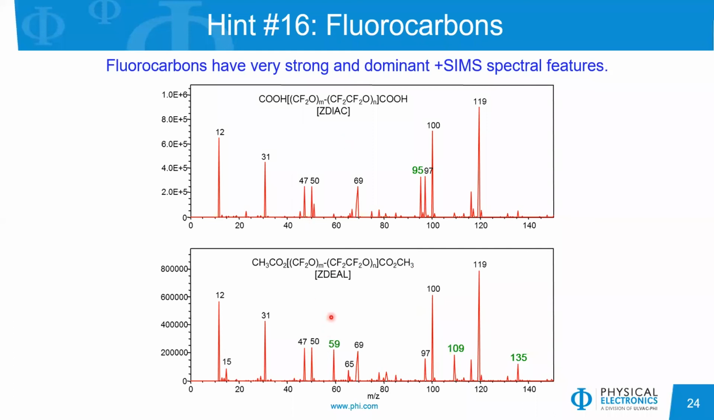Now these spectra are from two different structures of fluorocarbons, and we can see that the fragmentation pattern is different for those two fluorocarbon species. And so it takes a little bit of work to differentiate which molecule you're looking at. In this case, we're looking at two slightly different structures, but they are both polyether fluorocarbons.